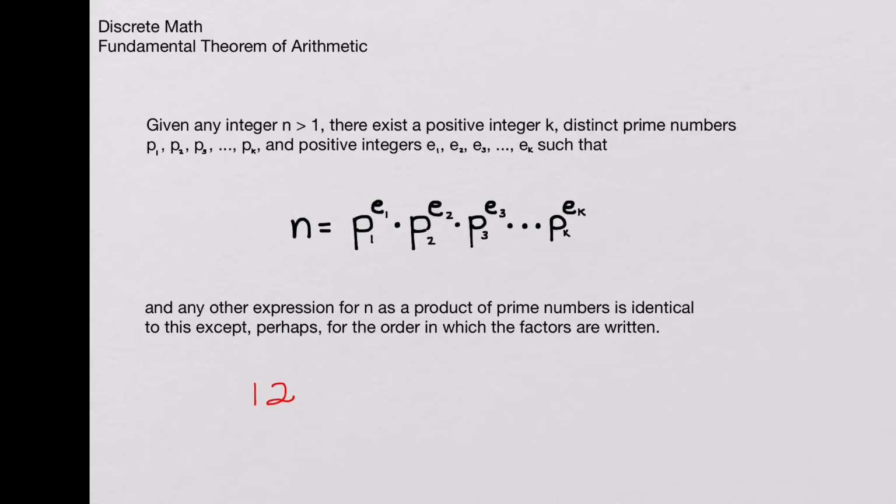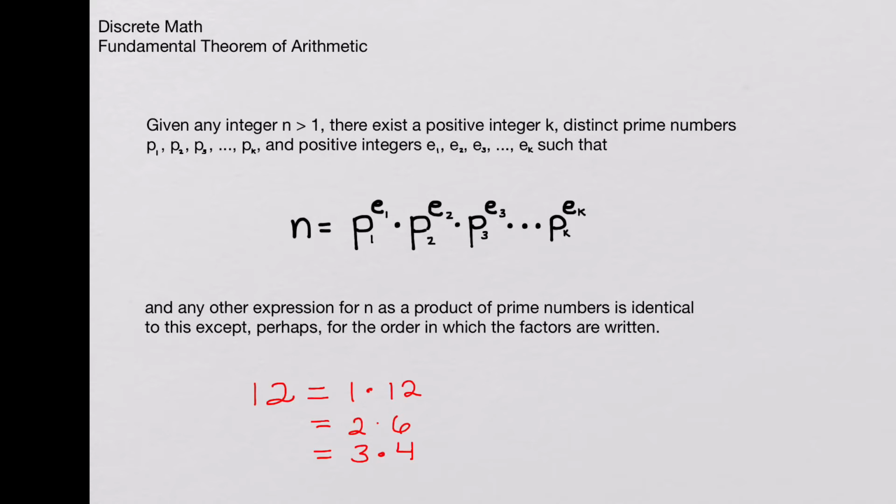What this is telling me is that I can write 12 as one particular factorization involving prime numbers. Now, we know the number 12 can factor a number of different ways. We could say that 12 is 1 times 12, or 2 times 6, or 3 times 4. But in particular, we're looking for a factorization that involves prime numbers.